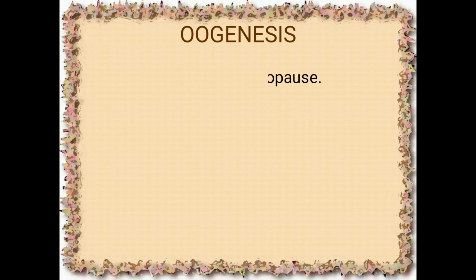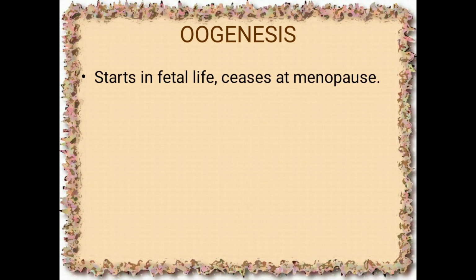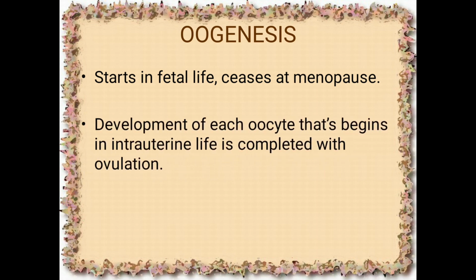Next is oogenesis. Oogenesis starts in the fetal life and ceases at menopause, unlike spermatogenesis, which starts at puberty and continues throughout life. The development of each oocyte that begins in intrauterine life is completed with ovulation. The development of each spermatocyte is completed in a few days, whereas the oocyte's development is completed with ovulation during the menstrual cycle.